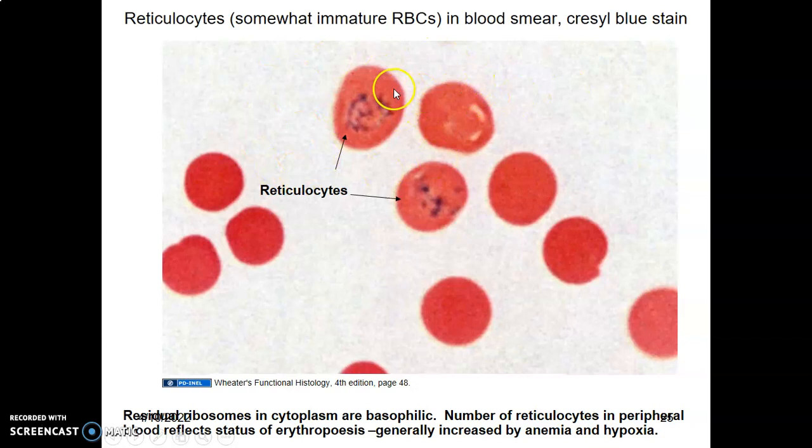Reticulocytes are just immature red blood cells. So you tend to see this, of course, it's abnormal. So especially in people who have anemia or hypoxia, low oxygen levels, the bone marrow will be releasing immature red blood cells into the blood. So it's an abnormal condition.